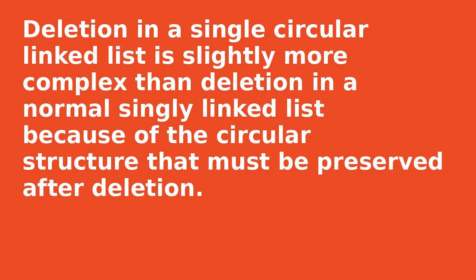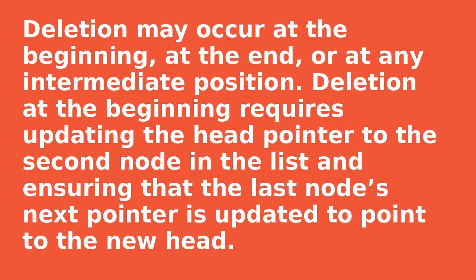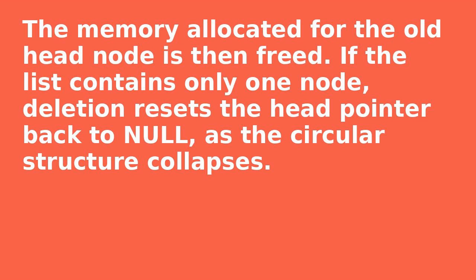Deletion in a single circular linked list is slightly more complex than deletion in a normal singly linked list because of the circular structure that must be preserved after deletion. Deletion may occur at the beginning, at the end, or at any intermediate position. Deletion at the beginning requires updating the head pointer to the second node in the list and ensuring that the last node's next pointer is updated to point to the new head. The memory allocated for the old head node is then freed. If the list contains only one node, deletion resets the head pointer back to null as the circular structure collapses.